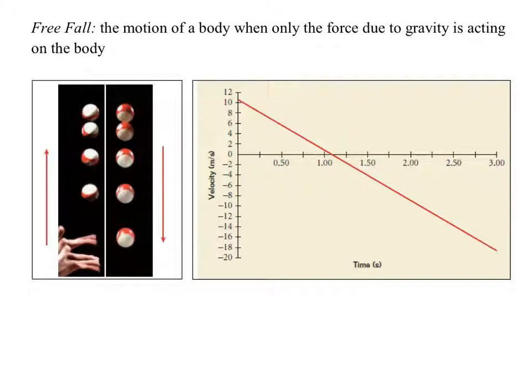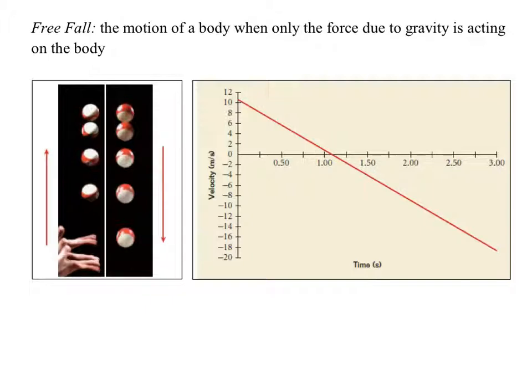Well, that's this right here. It starts with a positive velocity of 10. It's slowing down, and after about 1 second, it stopped. Take a look. When it hits the horizontal axis, the velocity is 0. But then what happens afterward? It starts to go in the negative direction, and it becomes faster and faster, but in the negative direction of velocity.